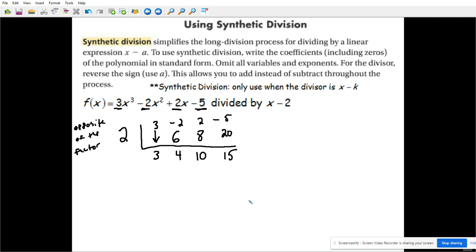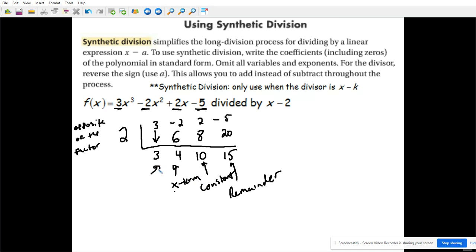Now, here's the important part. Being able to do this process is easier because anytime I'm diagonal, I multiply, and I put these numbers up here. Anytime I go straight up and down, I'm just adding. This number here is always my remainder. This number here is always my constant. This number here is always my x term.